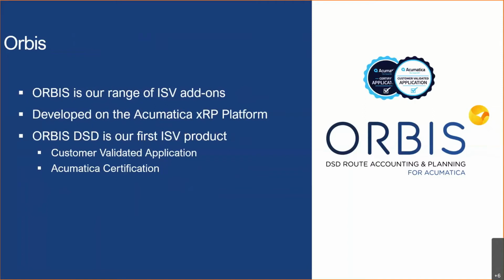So Orbis, what's the point of Orbis? Why did we develop Orbis? And where does it sit? For what kind of businesses should be looking into Orbis? Orbis is our range of ISV add-ons. Orbis is our brand, essentially. DSD route accounting and planning is our first ISV product. It's developed seamlessly on the Acumatica XRP platform, where we're taking all the standard Acumatica features and literally just extending them throughout the landscape and throughout the platform.